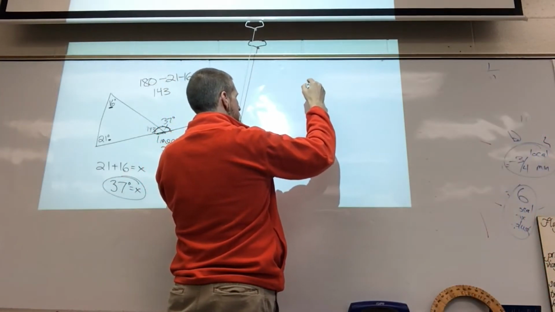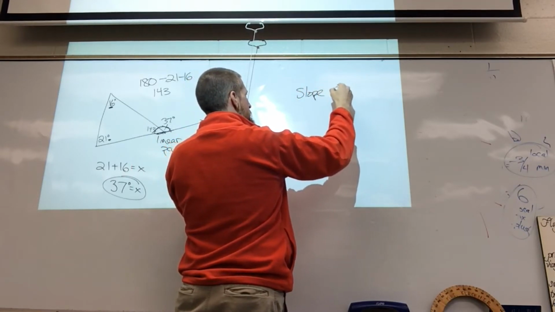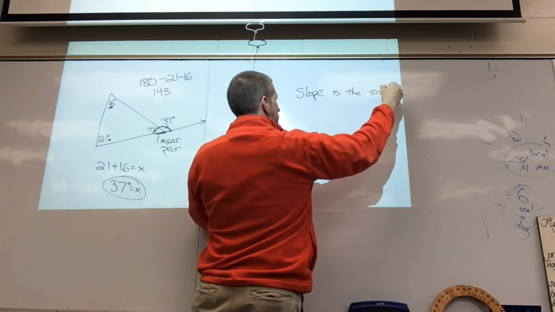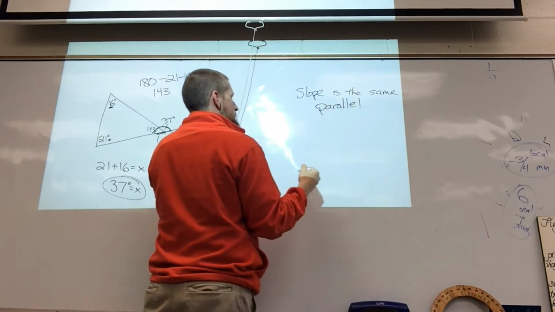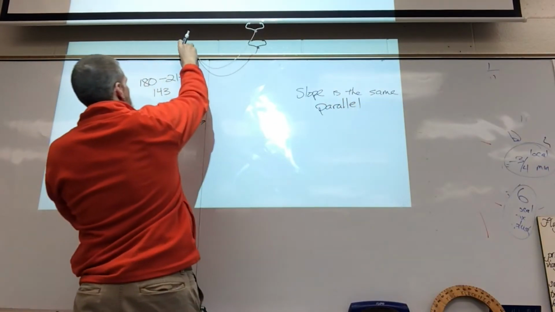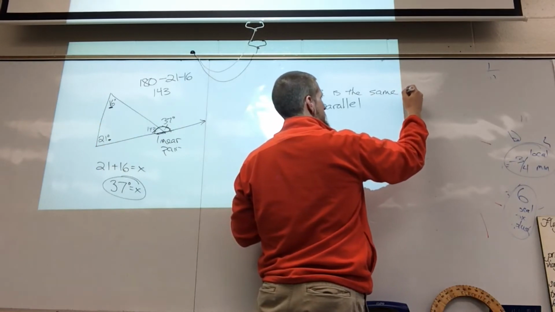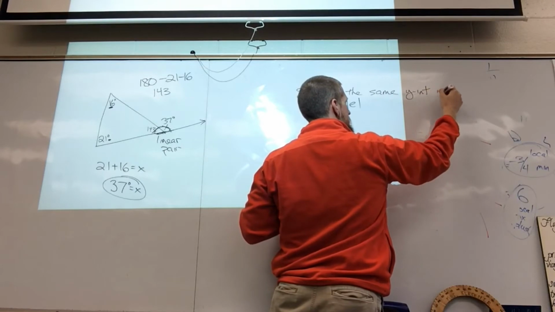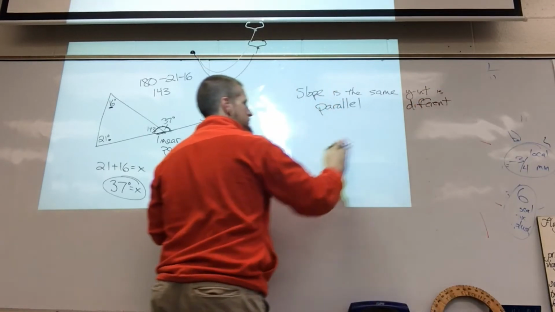So you already said, slope is the same. So when the slope is the same, that was what, parallel? Technically, if you want to really write this out, it should be slope is the same, y-intercept is different. If the y-intercept were the same, it'd just be the same line.